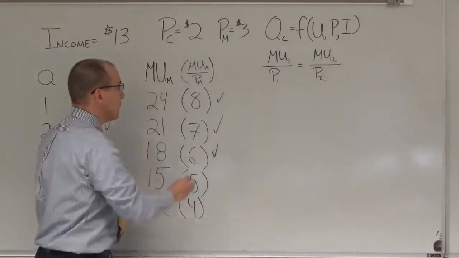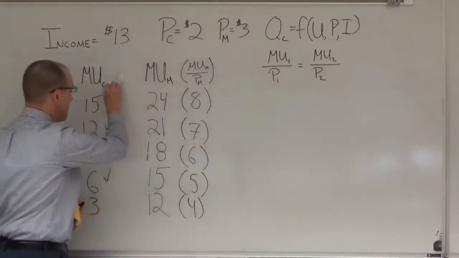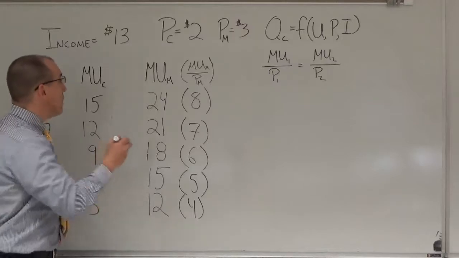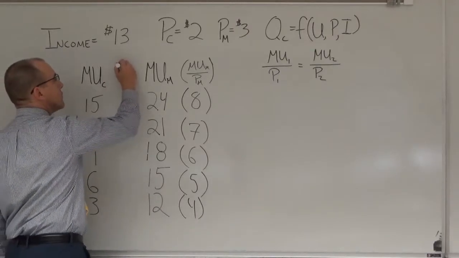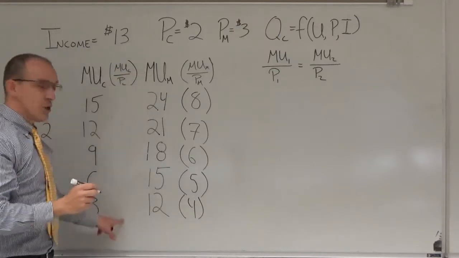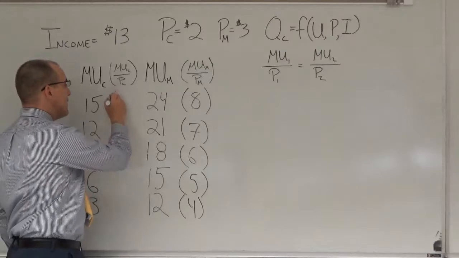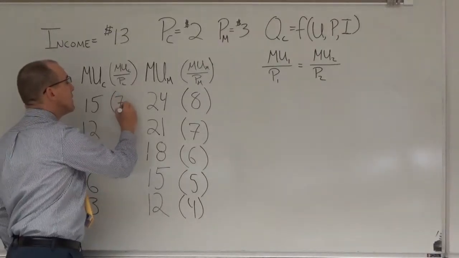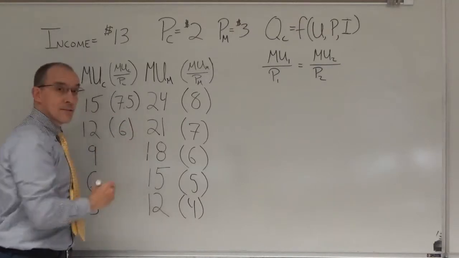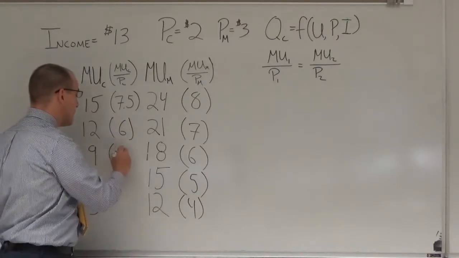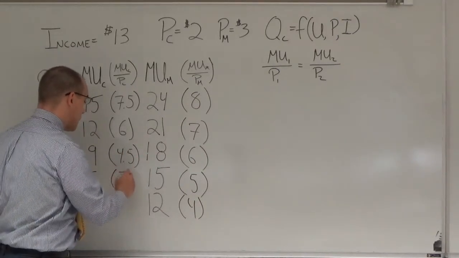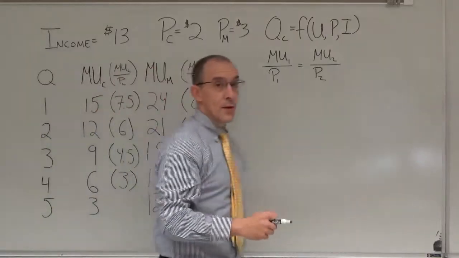And go back, we'll erase this, our choices. And now we have a situation where cookies are now $2. So what we need to think about now is our marginal utility of cookies over the price of cookies. And we'll put that ratio into this column here. So 15 divided by 2 is 7.5. 12 divided by 2 is 6. 9 divided by 2 is 4.5. And 6 divided by 2 is 3. And that's probably all we need to do here.